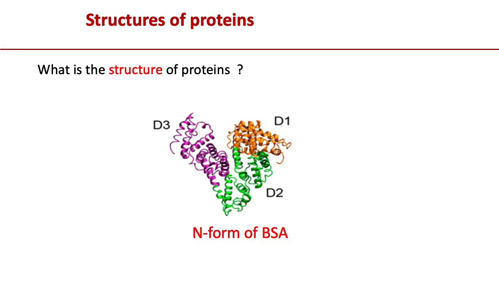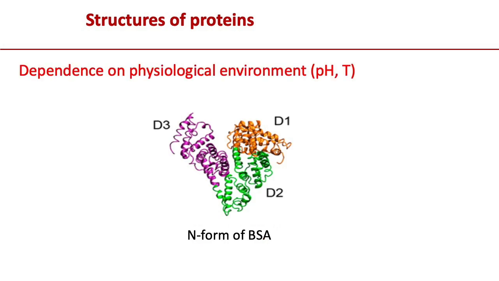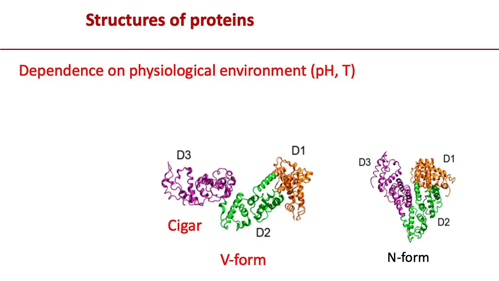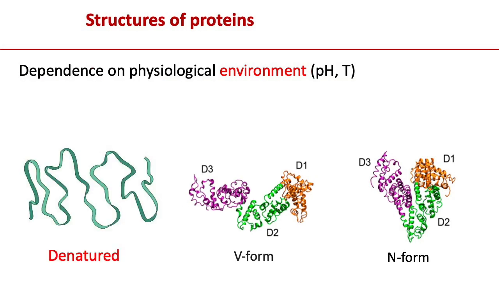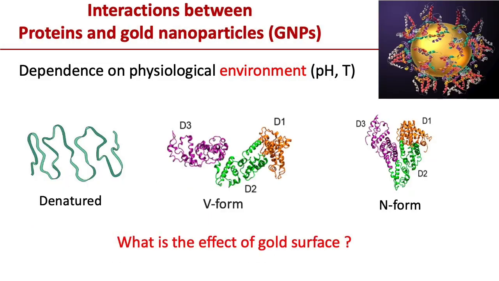This protein, in its native form, can be spherical, globular, or more precisely heart-shaped. Protein conformation is very sensitive to its physiological environment, such as the temperature or the pH. The protein can also elongate in the shape of a cigar in its F form, and under even harsher conditions, the protein can also be denatured. Our goal today is to investigate how the surface acts on the protein structure.